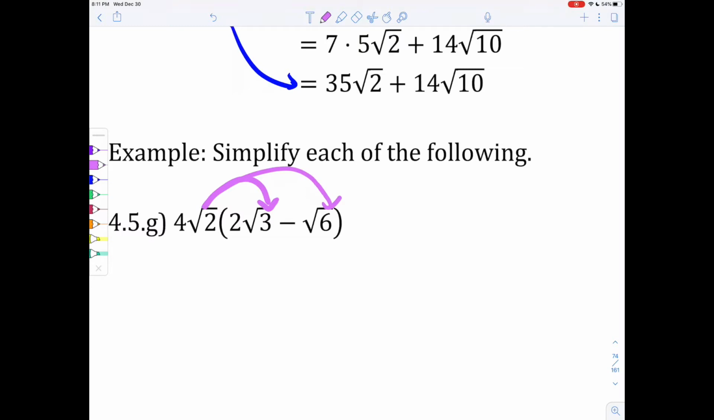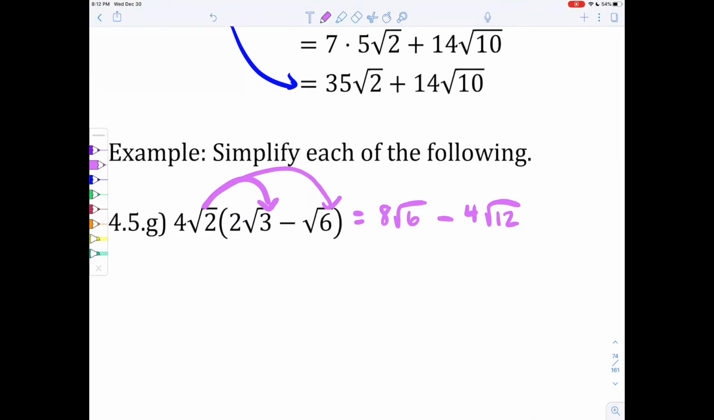And welcome back. So we are distributing this 4 root 2 to both of the terms inside my brackets. So 4 times 2 will give me 8. Root 2 times root 3 will give me root 6. My second distribution, 4 times 1, because remember there's a secret 1 there, will give me 4, and root 2 times root 6 will give me root 12.